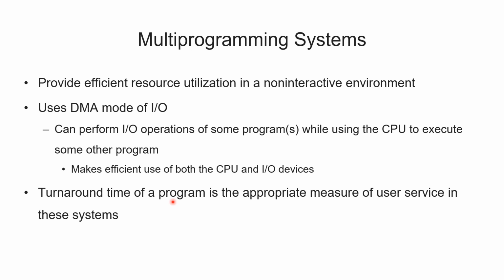System performance is calculated through the turnaround time. The turnaround time of a program is the appropriate measure of user service in these systems. Depending on the user service, how many user requests are completed during that time, and how much time is taken to complete a particular process, the system performance increases, and the efficient usage of resources is also very good in multiprogramming systems.